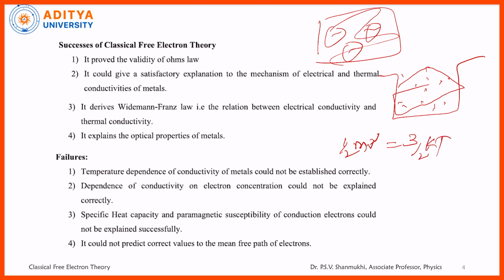system at the temperature. Suppose at any particular temperature, the kinetic energy of the electrons in a metal is equivalent to the average thermal energy of a gas molecule in a gas system at the temperature. So like that, these electrons are obeying the kinetic theory of gases. So these are the assumptions.